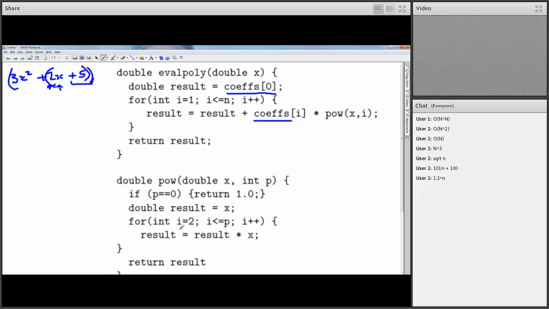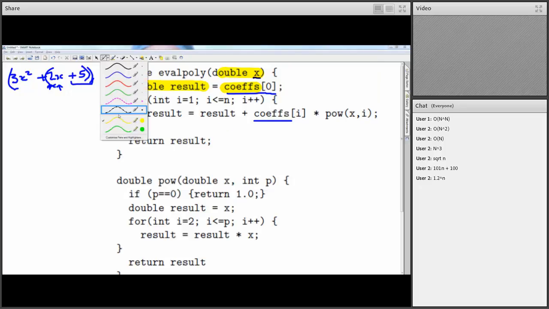Let's see how many operations it is. Now, if you think about it, x and the result and these coefficients here will all be doubles or floating points. So these are all decimals, whereas the loop counter and the size of the array would all be integers.